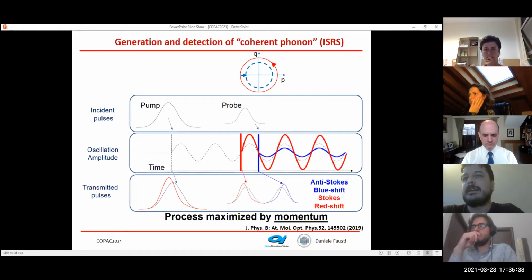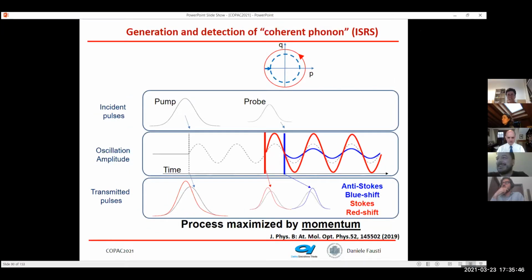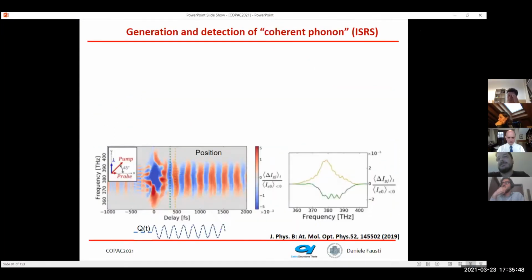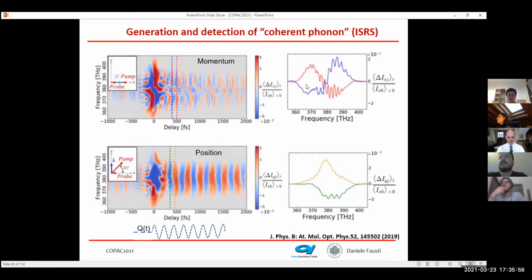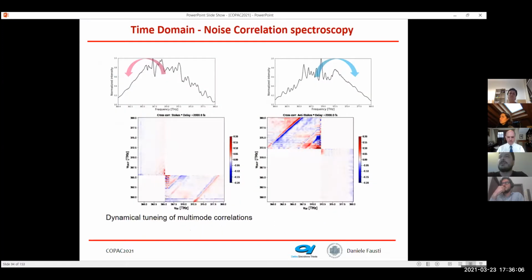So this is basically a process where your transmitted probe wiggles blue and red. Okay, and if you do intensity, you can select this in a different way, by selecting polarizations, and you see that basically your coherent response is a blue and red shift of the probe pulse. Okay. So the four processes are those.